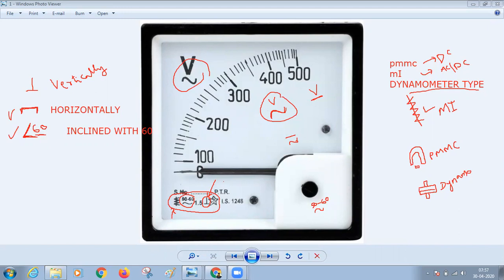So another thing is, you have one star here, right? So one star is given, with some number inside the star. This star symbol represents whether the meter is tested or not. Suppose the star is given like this, with no symbol, with no number inside.